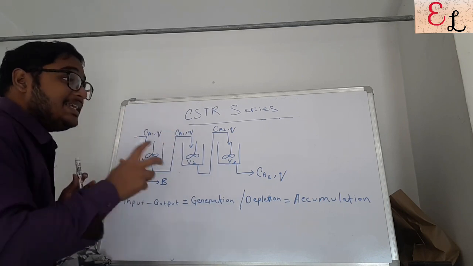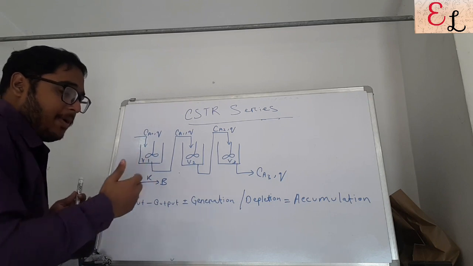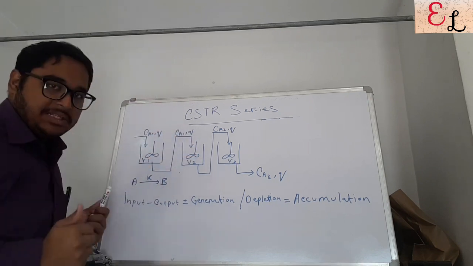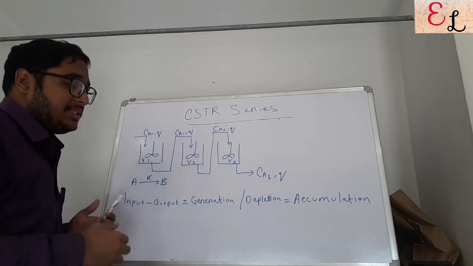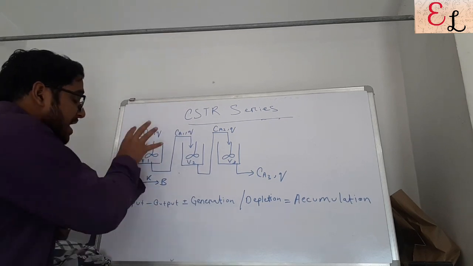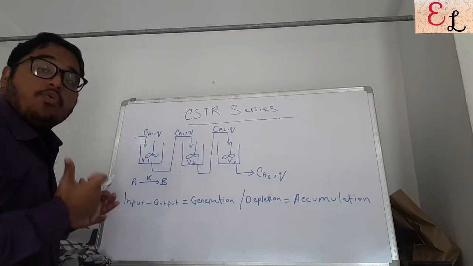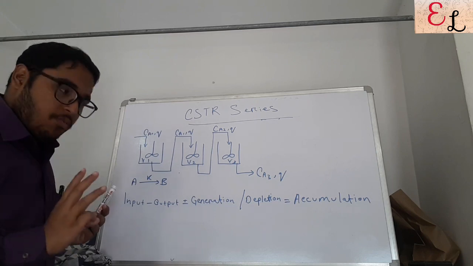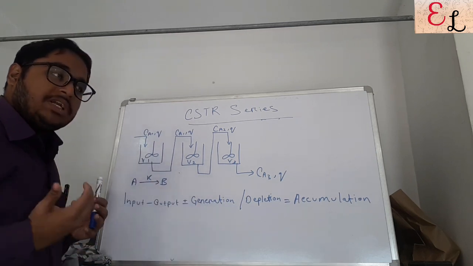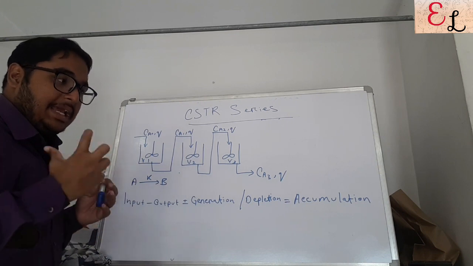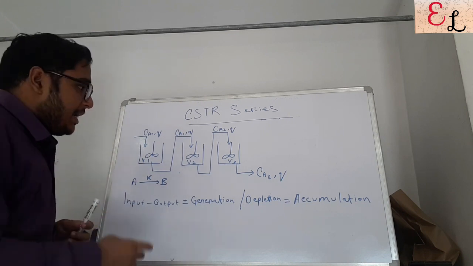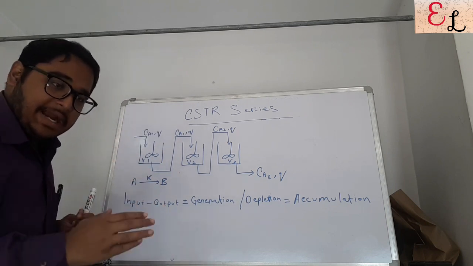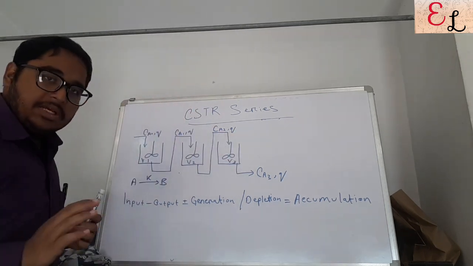Now talking about CSTRs in series, as I was saying, the exit of one CSTR acts as the entry of the other CSTR. That is, supposedly I am entering 5 moles of A. In the first reactor, the 5 moles becomes 3 moles. In the second reactor, the entry of A is going to be 3 moles of A. From the second reactor, supposedly when I am exiting, I am getting 1 mole of A remaining. And in the third reactor, we are entering with 1 and exiting with 0.5.